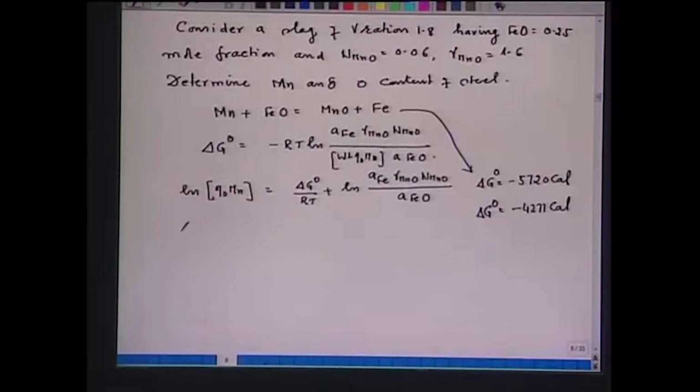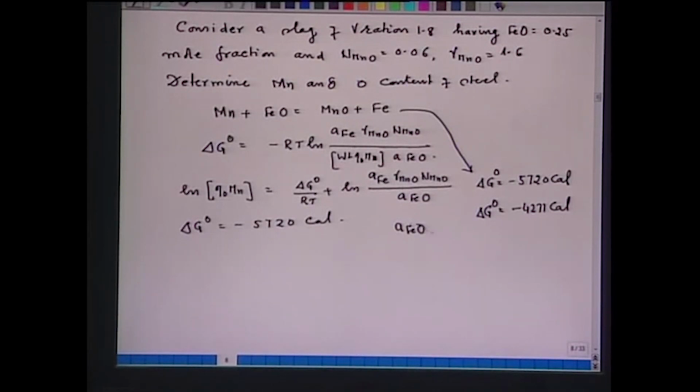So, that is why I thought I will take two sources from here. Say for example, if I take delta G naught, that is equal to minus 5720 calorie, then what I do, I put it now into this expression. Now, this expression also requires I should know what is the value of activity of FeO.